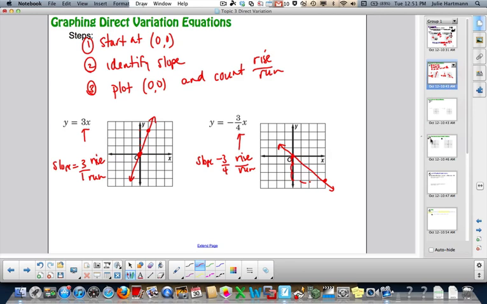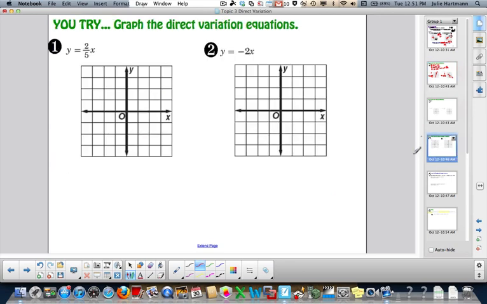Okay, so the next slide you are going to try some. There you try. Go ahead and try them. Start at 0, 0 and then count using your slope, rise over run. Okay, put those down and we'll go over them next class.